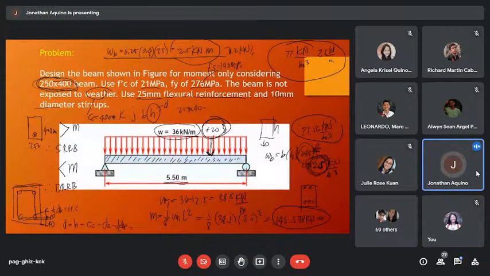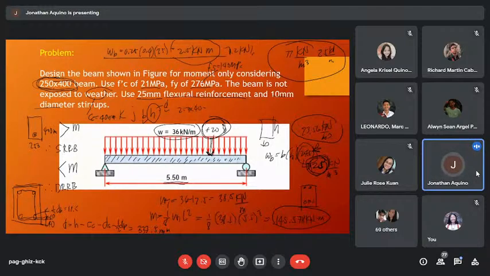So this will give 400 minus concrete cover 40, minus stirrups of 10 millimeter, minus 1/2 of main bars, which is 12.5. This will give a value of 337.5 millimeter. Okay, so we have now B and D. So wala tayong problema sa B and D. Next is J. But how are we going to solve for J?